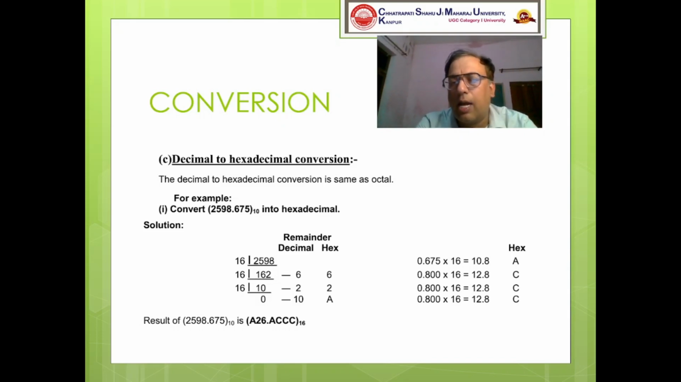For the fractional part, we are going to multiply by 16, doing the same procedure as for the octal and the binary part. We will take all the integer parts of this multiplication and convert them to hexadecimal. 10 is represented as A and 12 is represented as C. So you are getting A26, this is the integer part, A26.ACCC.